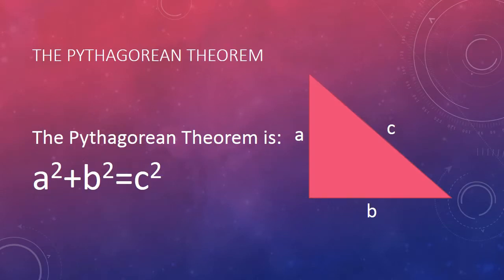The Pythagorean theorem is a squared plus b squared equals c squared. You're not solving for a or for b, but you're solving for c, which is the hypotenuse, also known as the longest side of the triangle.